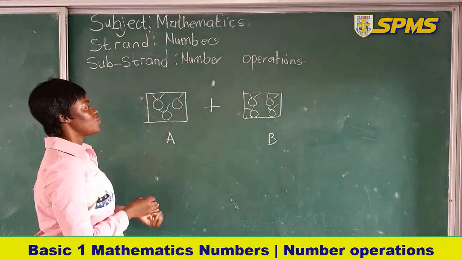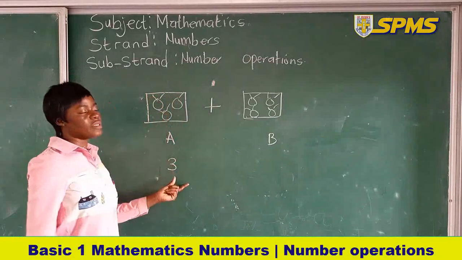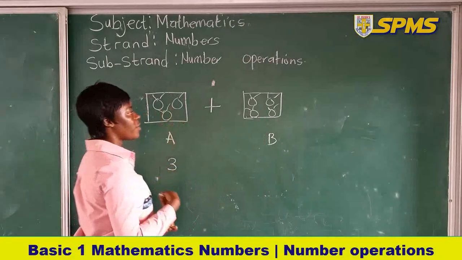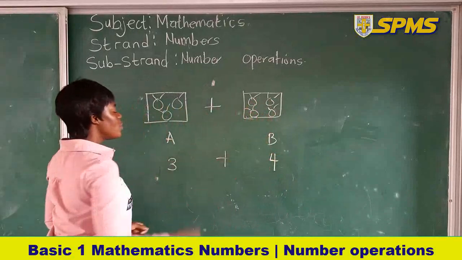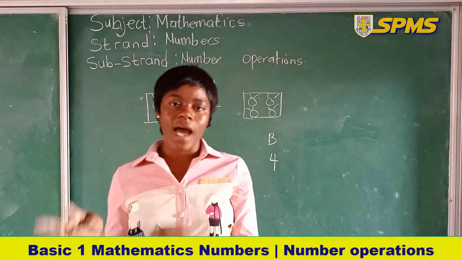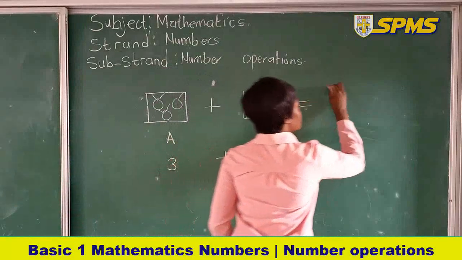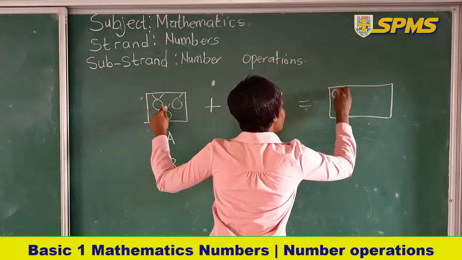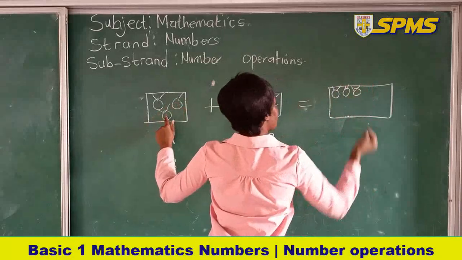So let's count it. Group A, we have 1, 2, 3. We write our 3 under group A. Group B, we have 1, 2, 3, 4. So you write your 4. Now we are going to add them together, so you create another group or box for our total. Now let's do it. You count 1, 2, 3. The first one, you draw it here. 1, 2, 3.